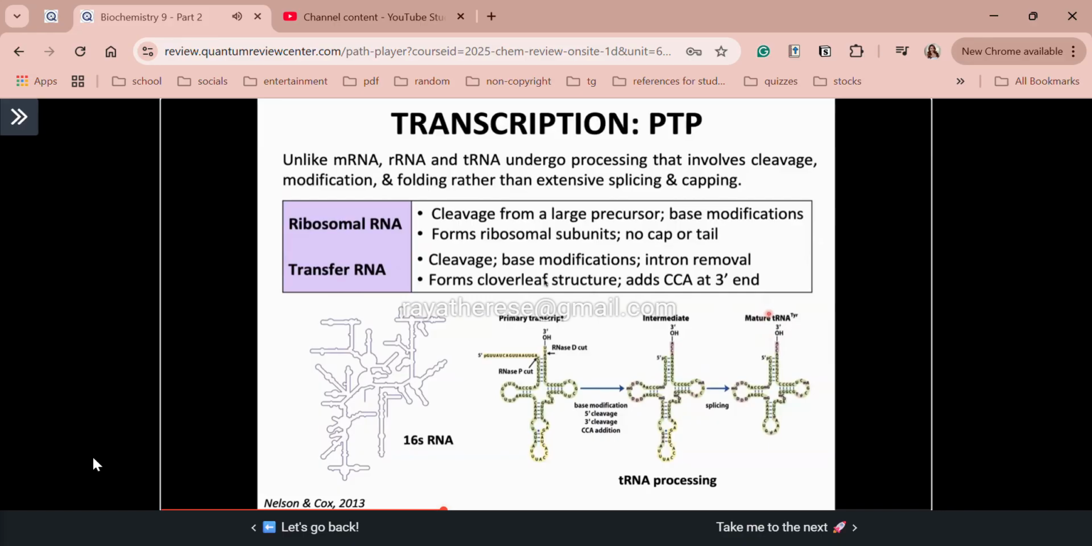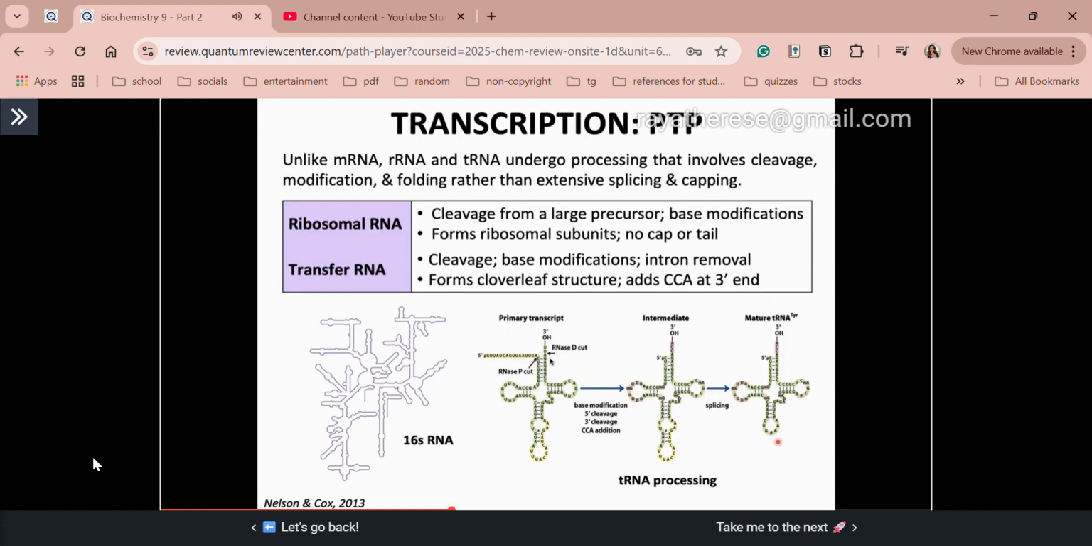So class, here we will first do your cleavage, base modification, and the CCA addition. This is a specific sequence that is added at your 3' end, the CCA. So sir, what's the reason? Class, that's the binding site of your amino acid for the translation process. Here, we will cleave this part, and we will also modify this part in order to form this intermediate. And afterwards, after splicing as well, we will generate this mature tRNA. And later on, we will see that this three-nucleotide sequence is what we call your anticodon for tRNA. Familiar with the term?